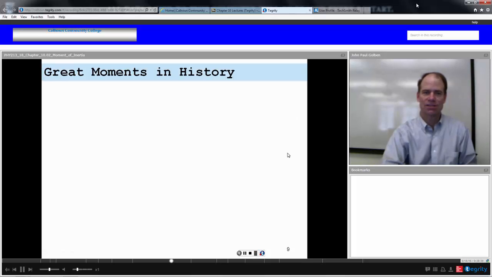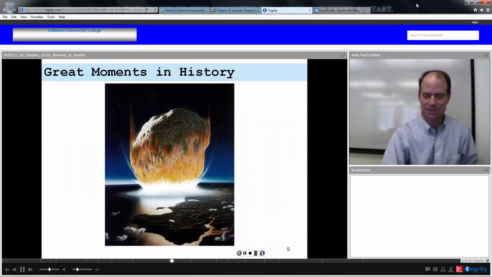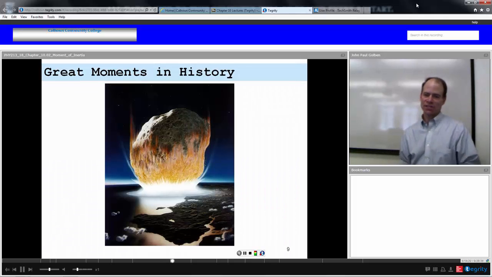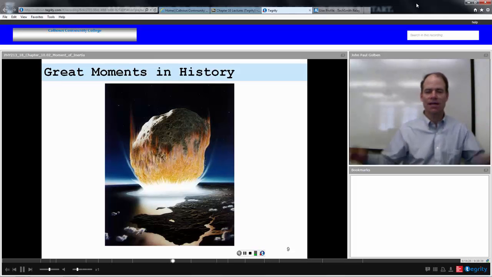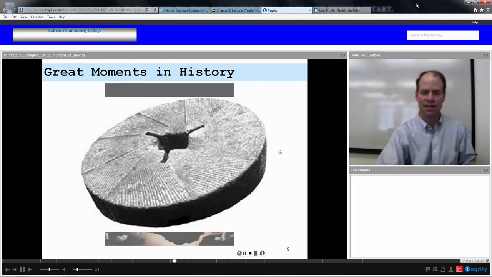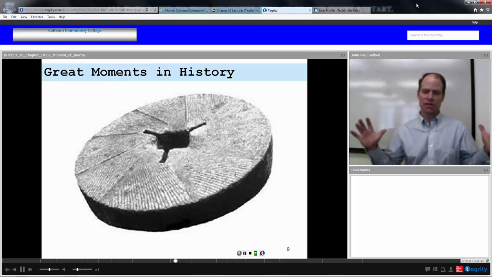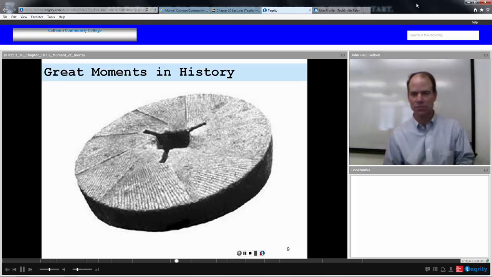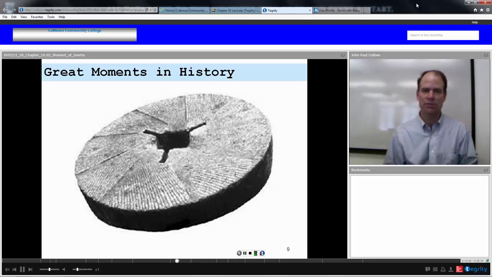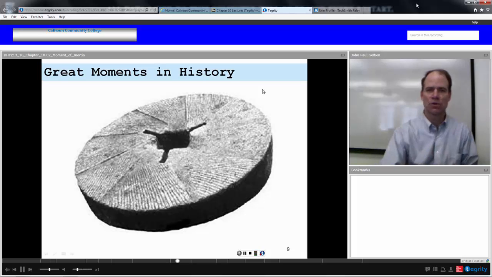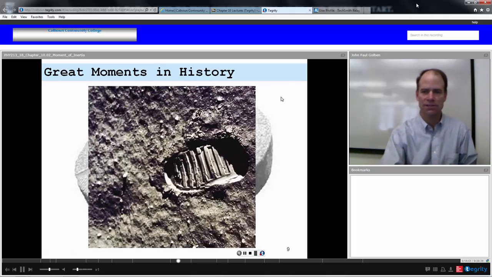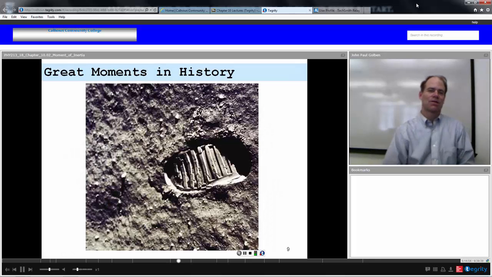Here are some great moments in history. 65 million years ago, we were hit by a big rock out of the sky, ended the age of the reptiles and started the age of the mammals. That was a great moment in history for us. Then another big stone was the first wheel. We made the wheel, which allowed us to transport things from place to place. Great moment in history for humankind, because we were able to move things from place to place, made work a lot easier.